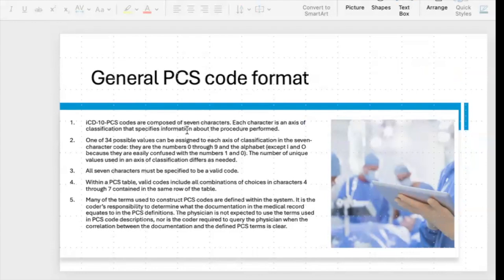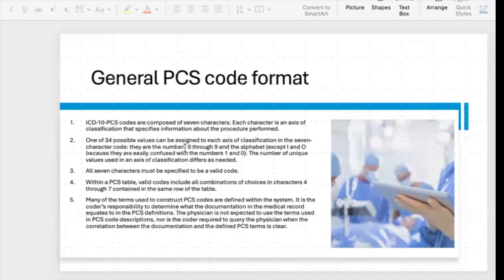ICD-10-PCS codes are composed of how many characters? 7 characters. Each character is an axis of classification that specifies information about the procedure performed. Okay, so I'm going to show you on the board, guys, what these different axes are. Let's continue. One of the 34 possible values can be assigned to each axis of classification in the 7-character code.